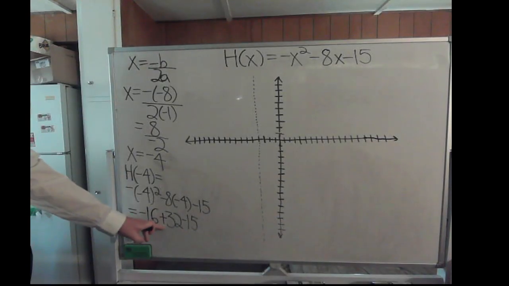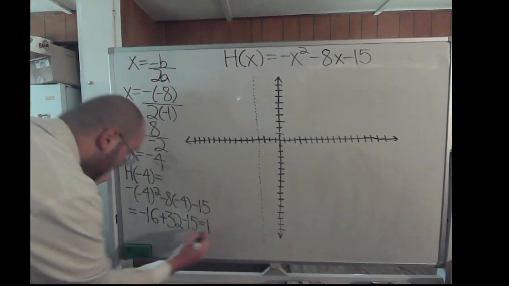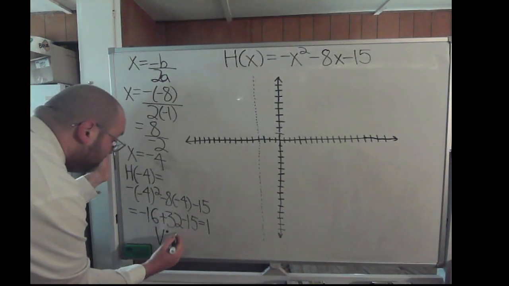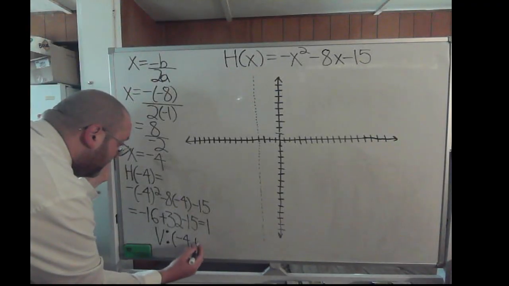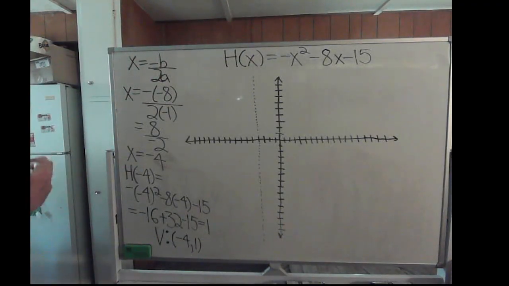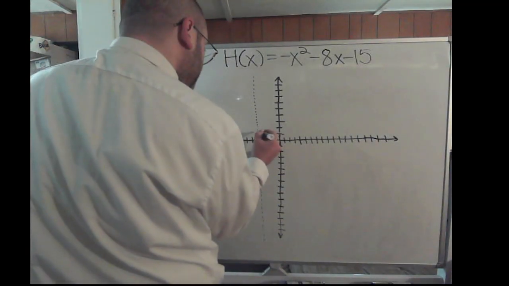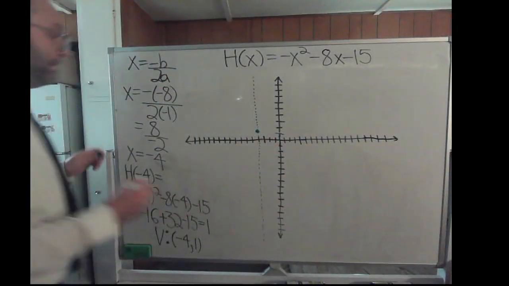Negative 16 plus 32 is positive 16, minus 15, that equals 1. So the coordinate of the vertex, therefore, is going to be negative 4, positive 1. So at negative 4, positive 1, that is your vertex right here. Negative 4, positive 1.